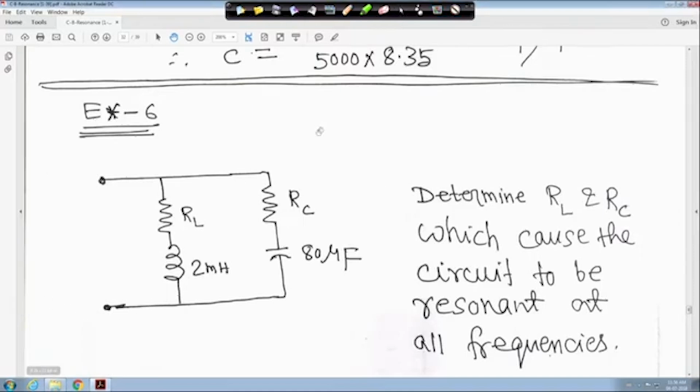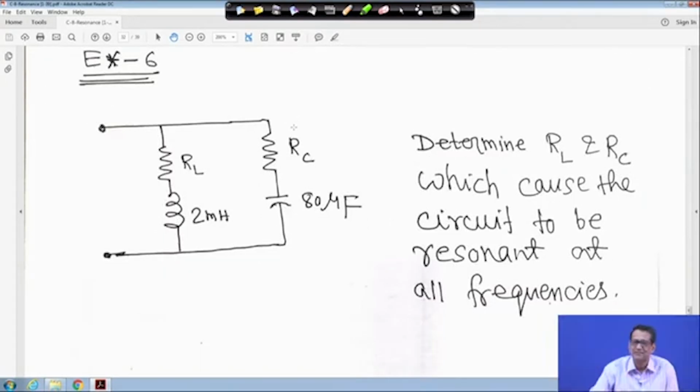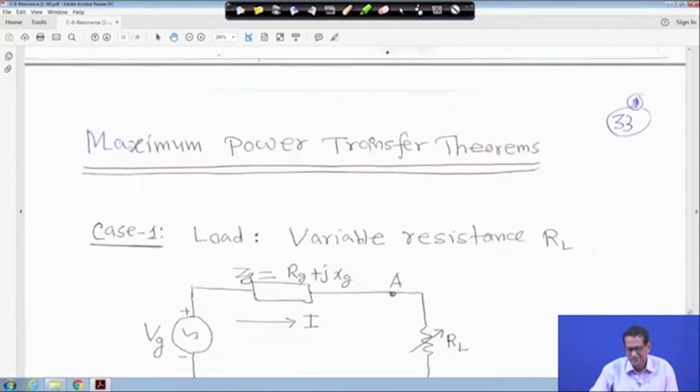Some typical examples we have seen. After that, a very simple thing is the maximum power transfer theorem, which we have seen for DC circuits. For AC circuits also it is very simple. The concept is from DC, which we have already studied, so for AC we will see only a little bit. So this is the maximum power transfer theorem for AC circuits.